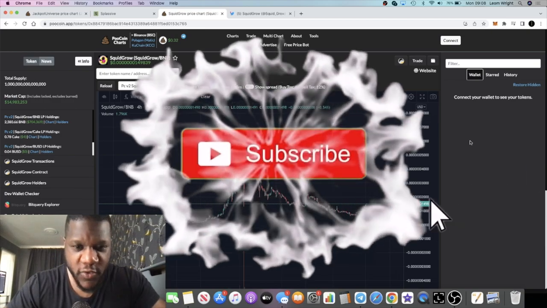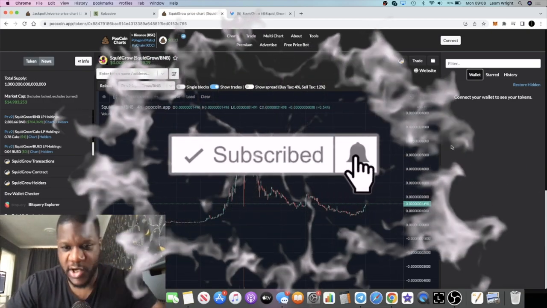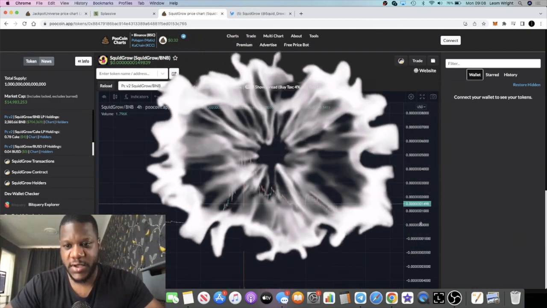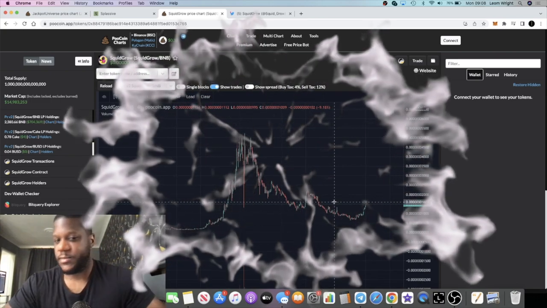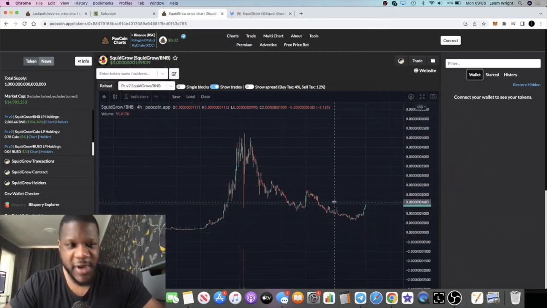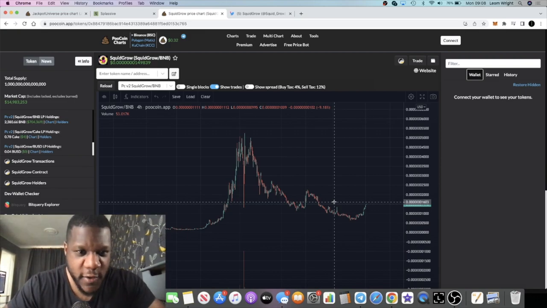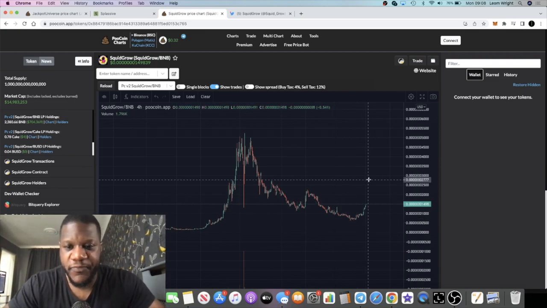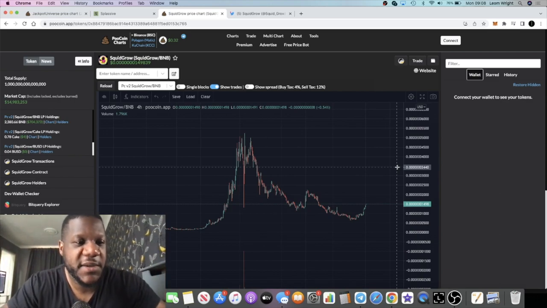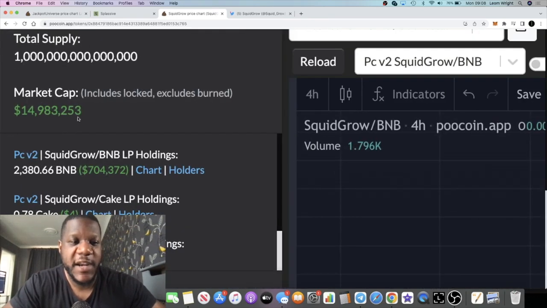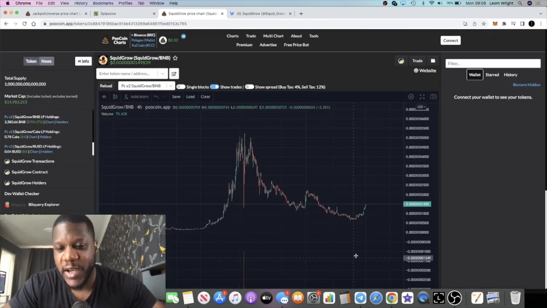We're going to talk about Squidgrow, which, as you can see on the chart, is pumping. I've been talking about Squidgrow, letting people know about it, the best meme coin of 2022, best meme coin since Shiba Inu, for example, and in my opinion, of course. We're seeing the price begin to pump back to about 15 million market cap. Anyone that bought in down here is laughing right now.